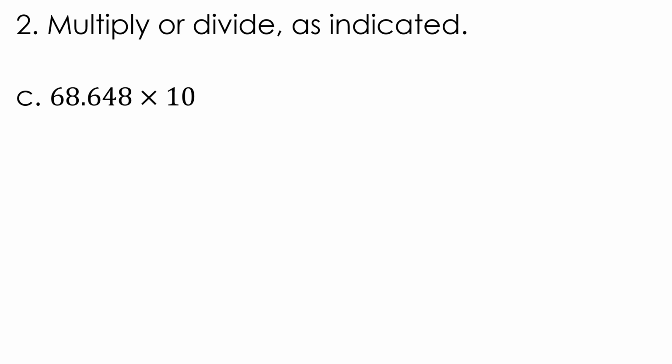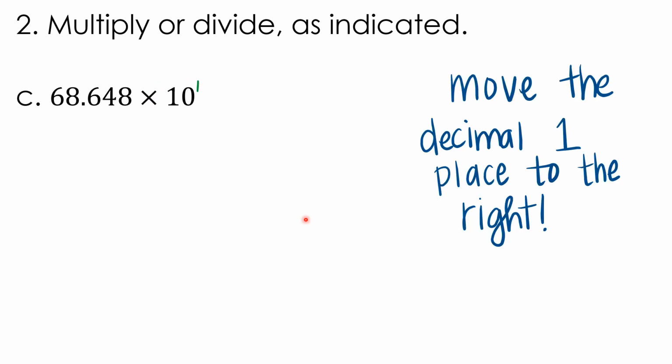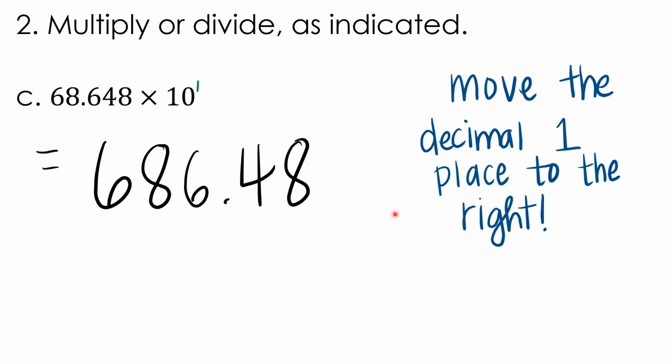All right, here we've got another multiplication problem. That means we're moving the decimal to the right. And how many times do we move it to the right? That's determined by the power. There's no power here, but we can assume that there's a little 1 there. We can go ahead and write that in. There's an understood 1 there. So we're going to be moving to the right 1 time. Move the decimal place to the right 1 time, and there we go. That became 686 and 48 hundredths.